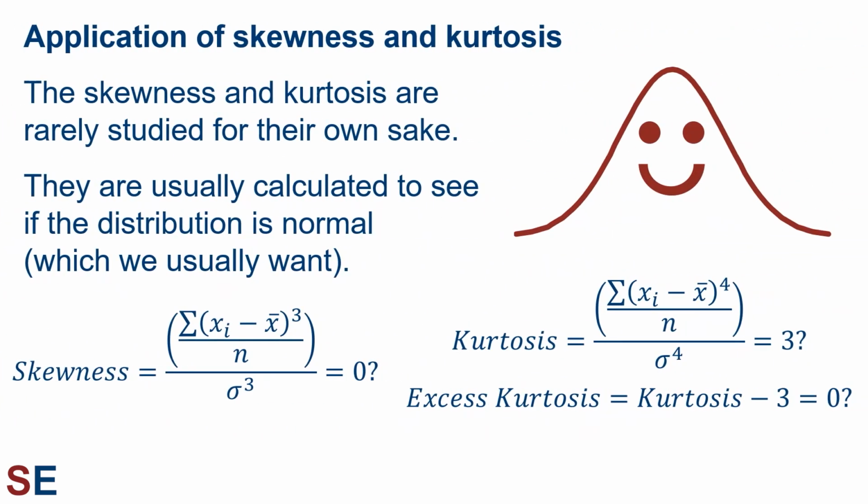What's the application of the skewness and kurtosis? The skewness and kurtosis are rarely studied for their own sake. They're usually calculated to see if the distribution is normal, which is typically what we want, because most statistical tests require normal distributions for our data sets. So what we usually really want is for the skewness to be 0 and the excess kurtosis to be 0, so that we can be confident our statistical tests will work.